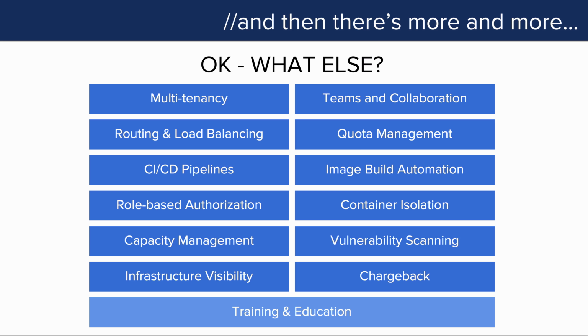What else do we need? There's lots of other things that come up when you start to move into a production-based environment. Obviously, role-based access. Who's going to have access to this? We want it to be multi-tenant, so it needs to be secure. We need to be able to collaborate and do quota management, and vulnerability scanning becomes really important. I touched on the security aspects, and training and education in this space is important because it's new and a lot of people haven't been exposed to it yet.